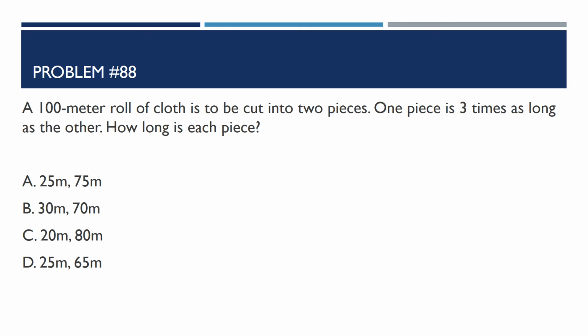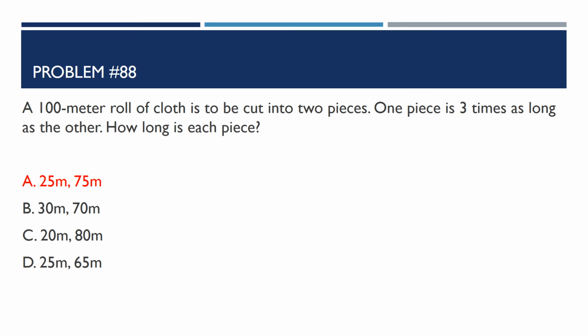Number 88. A 100-meter roll of cloth is to be cut into 2 pieces. One piece is 3 times as long as the other. How long is each piece? So let us know the answer. The answer for this is 25 and 75 meters. So let me show you how to do it.